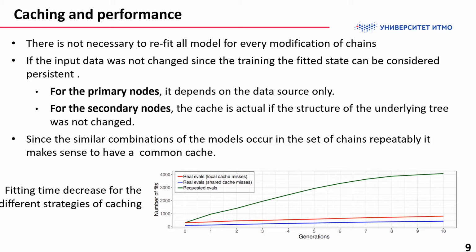It can be seen that the local cache allows reducing the number of model fits up to 5 times against the non-cached variant. The effectiveness of the shared cache implementation is twice as high as that for the local cache.